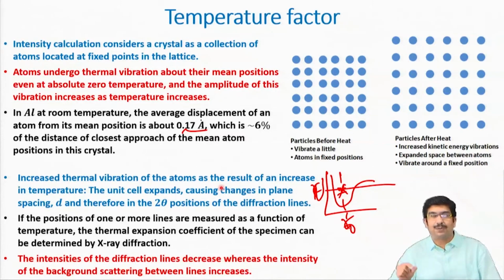if we somehow measure it with temperature, that can help us to identify the thermal expansion coefficient of the specimen. Just from an X-ray diffraction technique, we can find out the thermal expansion coefficient of the specimen by measuring the 2 theta peak positions with respect to the temperature. That is possible, and that measurement is very accurate if the X-ray diffraction has no other issues involved with it.